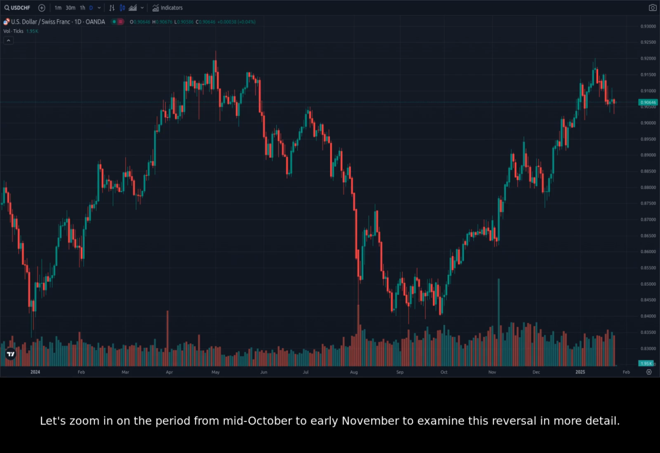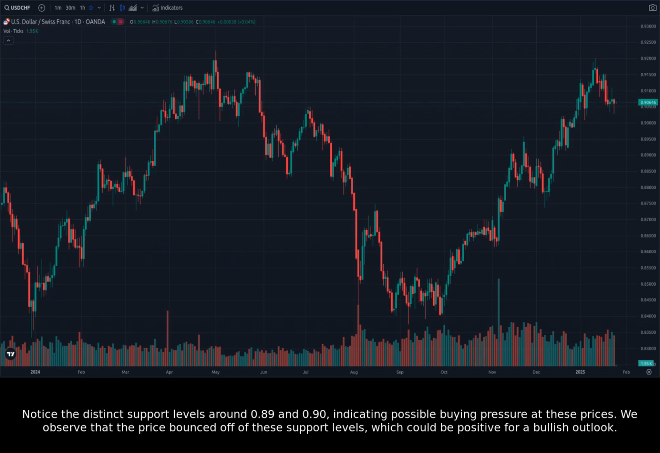Let's zoom in on the period from mid-October to early November to examine this reversal in more detail. Notice the distinct support levels around 0.89 and 0.90, indicating possible buying pressure at these prices. We observe that the price bounced off of these support levels, which could be positive for a bullish outlook.